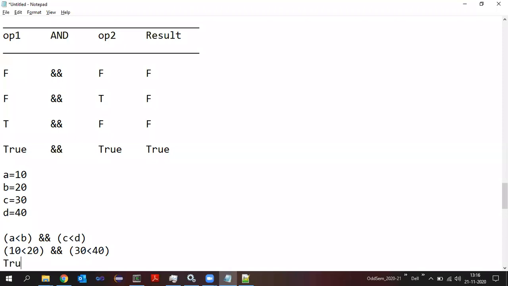True. True. Right? 10 less than 20 is true. Then AND. Then what about the second one? 30 less than 40. So what is this? Is it a true or a false? It is also True. So first step is done.